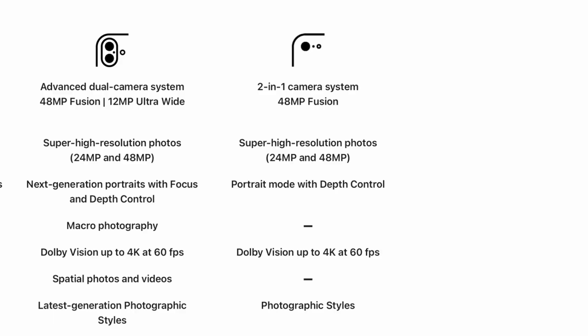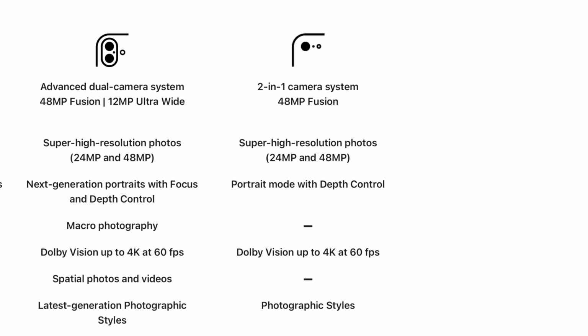Now, the base model iPhone 16 does have that dual camera setup in the back, and the 16e will only have one camera lens, but it is listed as a 2-in-1 camera system with a maximum of 48 megapixels for your photos, which is about the same for the iPhone across the board.